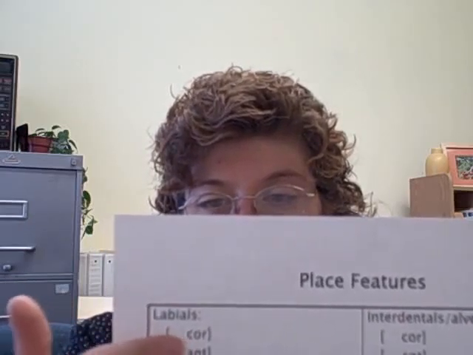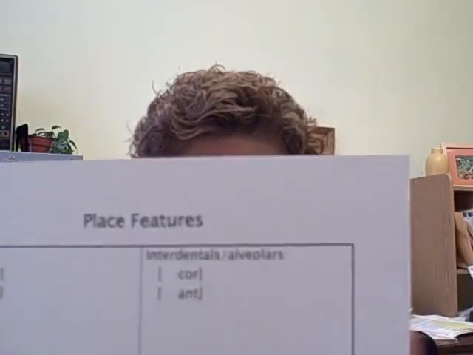Then you have anterior. Anterior means front. Posterior means back. So anterior is the front of the mouth, and it relates also to the active articulator. Labials, dentals, and alveolars are plus anterior. Postalveolars, palatals, velars, and glottals are minus anterior. So if you want to take some time and practice this, you can think: labials, are they plus or minus coronal or anterior? Dentals and alveolars, they're plus coronal and they're plus anterior. So you can go through and fill out that chart.